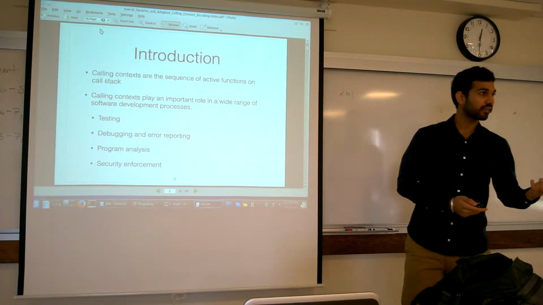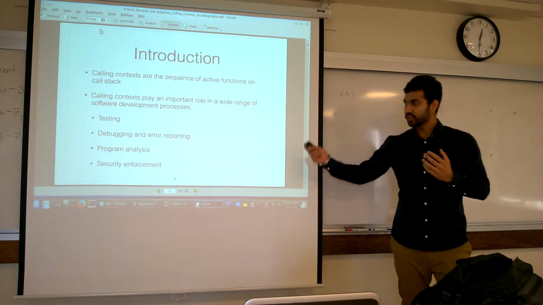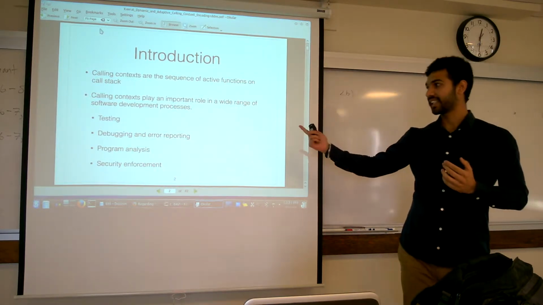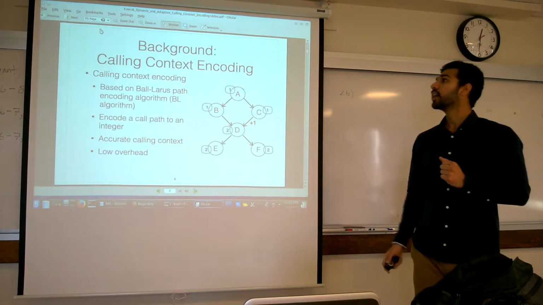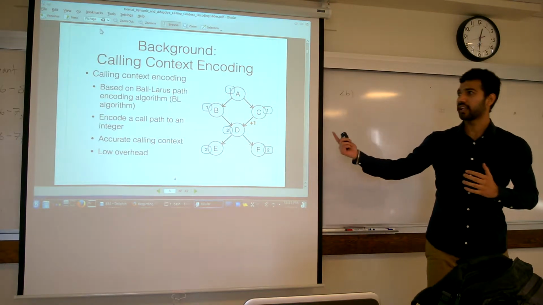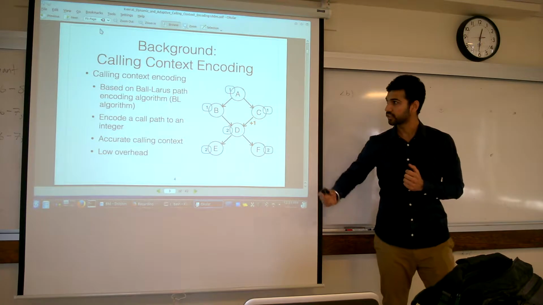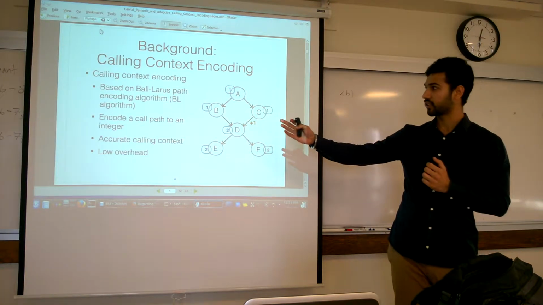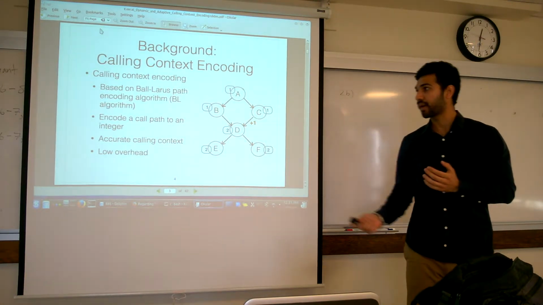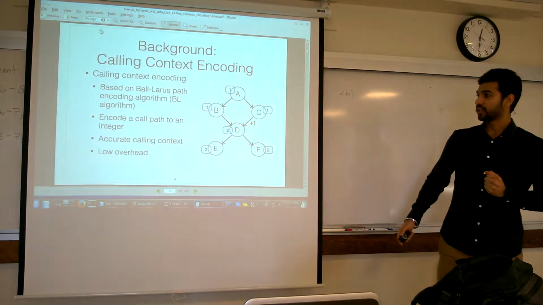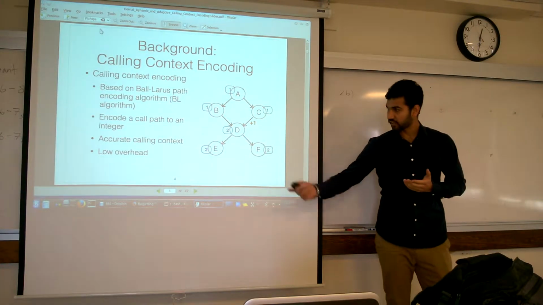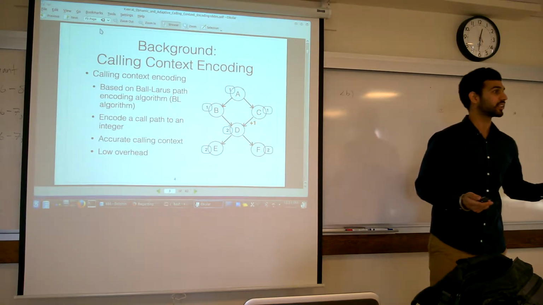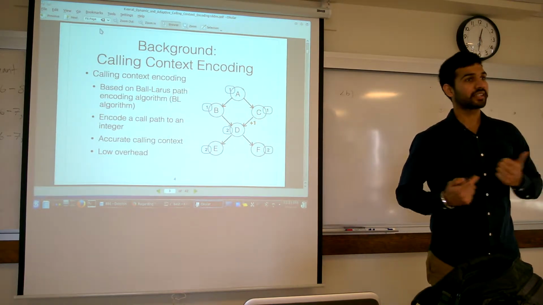Now, why do we use calling context? It's used for various purposes like testing, debugging, program analysis, and security enforcement. Moving on. We did this the other day in the profiling lecture. This is a very basic algorithm called the Ball-Larus path encoding algorithm. It encodes the paths with an integer. It has accurate calling context and low overhead, everything seems nice about it. But there's a problem with it.